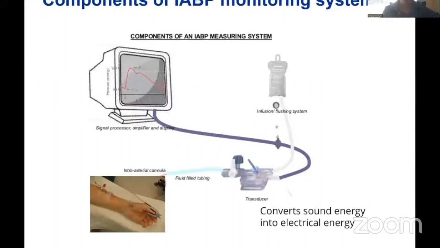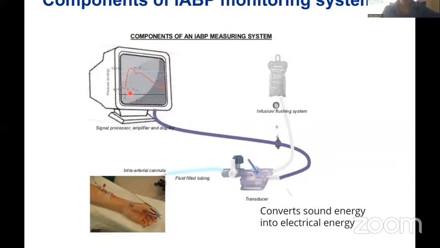The IABP system consists of a transducer connected through a low compliant saline tubing to a 22 gauge cannula or 20 gauge cannula inserted into the artery. A bag of heparinized saline, pressurized to 300 millimeters of mercury, is attached to the other end of the transducer and infuses saline through the system at 2 to 4 ml per hour to maintain the patency of the arterial cannula. Then the transducer is connected to the processor.